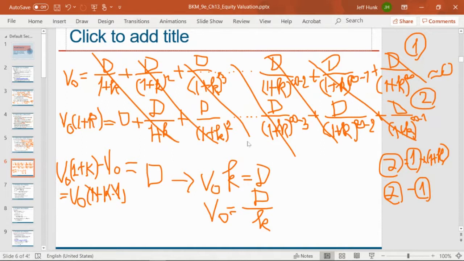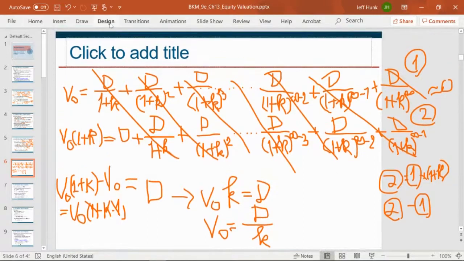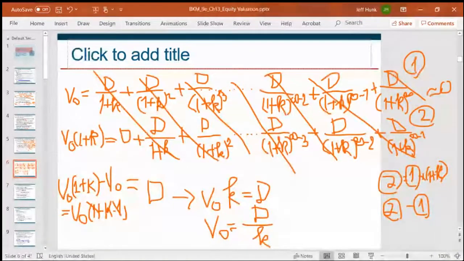Now, I will call this derivations of the zero growth model or something. I will add the title later. But the time is up, so I will have to cut the video.